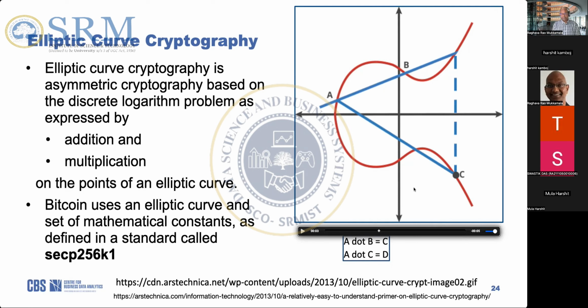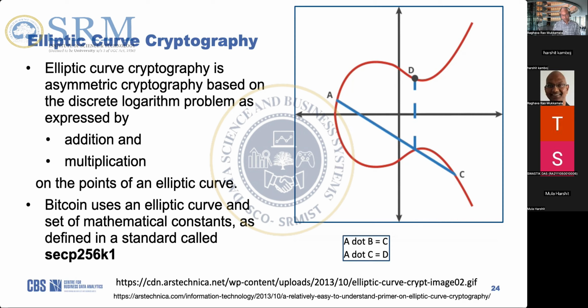Similarly, let's say that you want to compute A plus C. You draw a line between A and C, and it will meet the curve at a third point. You take the inverse image, and that will be the A dot C. We don't call it addition because this is an elliptic curve kind of thing. So you can easily compute the additions and multiplications like this.